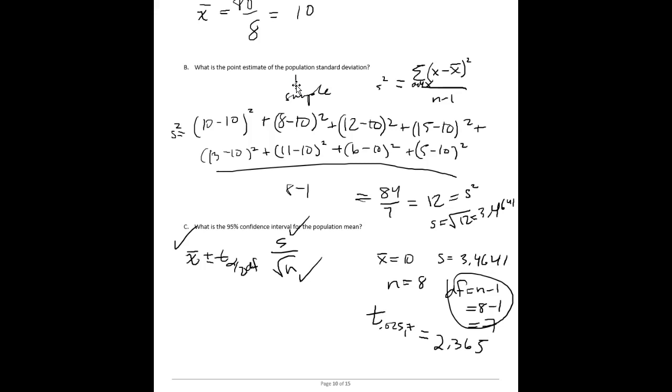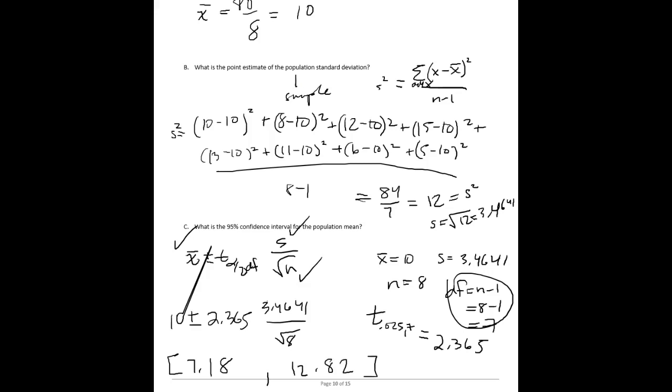All right, and then 10, I don't know why it is doing that. It's so weird. 10 plus or minus 2.365 times s, which is 3.4641, over the square root of 8. That is ultimately going to give us an interval: 7.18 roughly, and 12.82 roughly. Okay, so this is the interval for which we have 95% confidence that our mean is in.